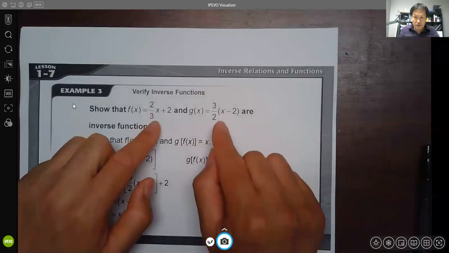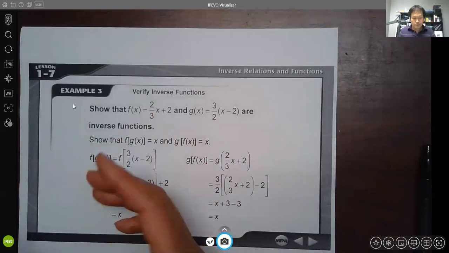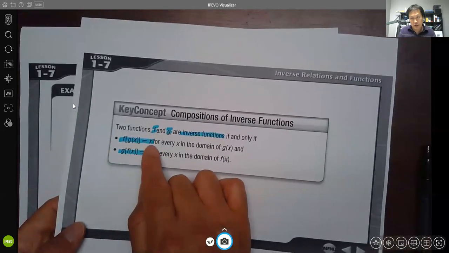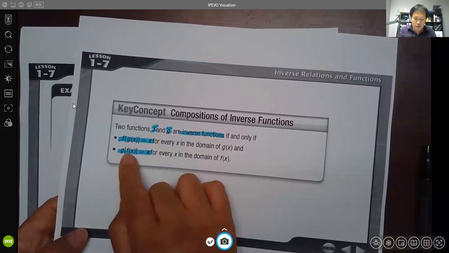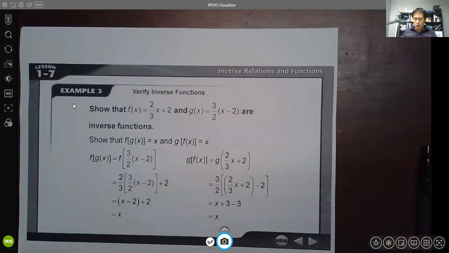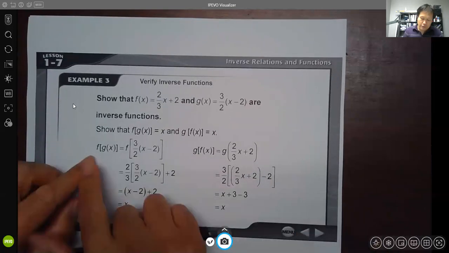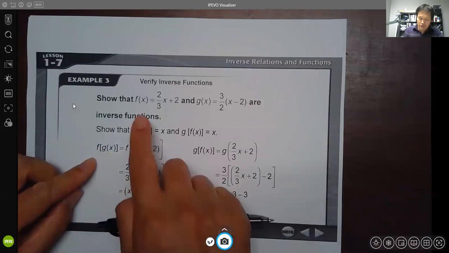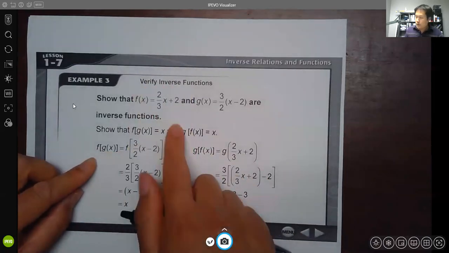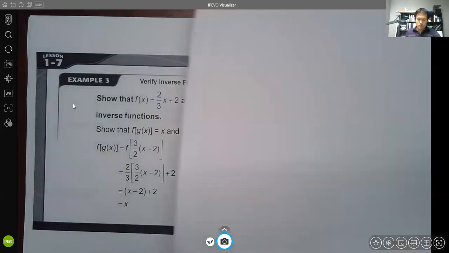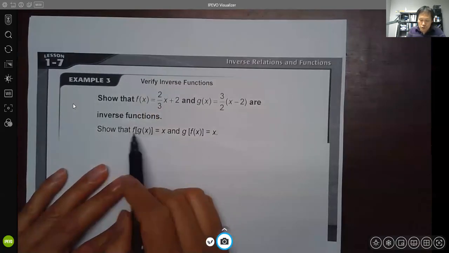How do you show they are inverses? You have to do f of g. You have to do the composite function f of g, showing that that's x. Then you have to do g of f of x, showing that becomes x. Okay? So how do you do that? Right here. You have to do f of g of x. F is this. So you are structuring f. So you have to show that this and this.